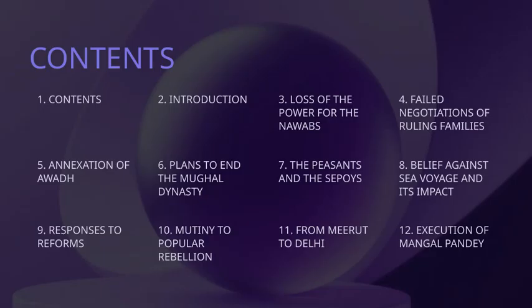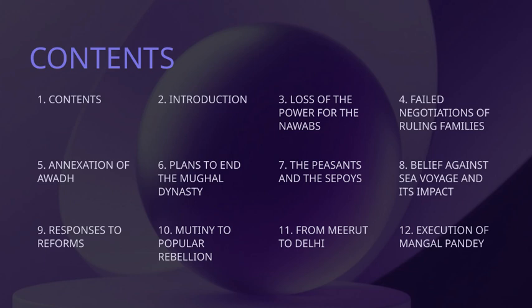Let's take a closer look at the contents of this presentation. We will start with the annexation of Awadh, which was a significant event that marked the expansion of British control. Moving on, the introduction sets the stage for understanding the broader context of these changes. Then, we will discuss the plans to end the Mughal dynasty, highlighting how these efforts reshaped political power in India. We will also examine the loss of power by the Nawabs, which reflects the shifting authority during this period. Next, we'll look at the failed negotiations among ruling families, illustrating the growing tensions and uncertainties.